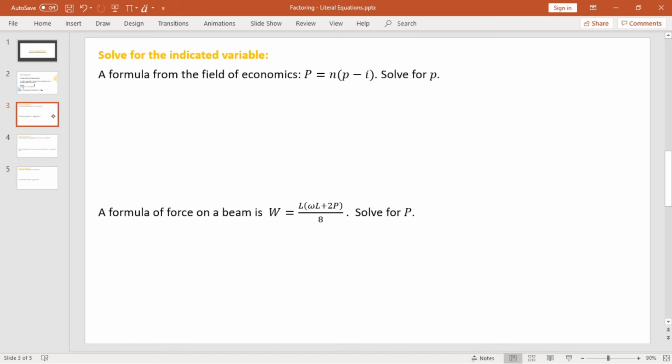Okay, so my original formula, I want to solve for little p, but right now it is for big P. So I'm going to write it down again.